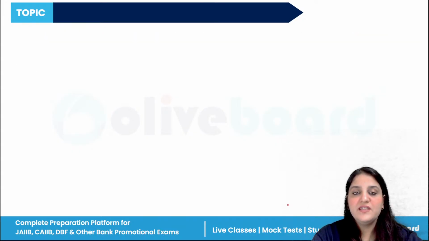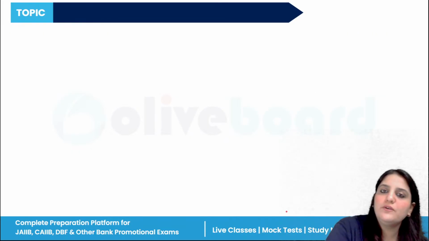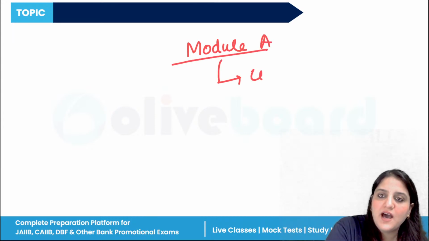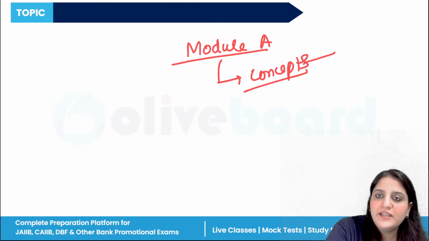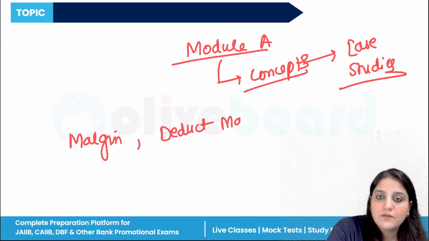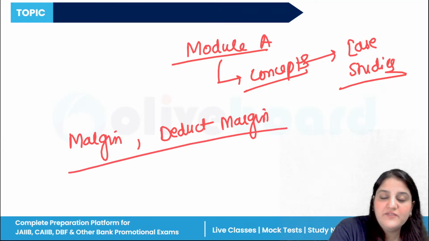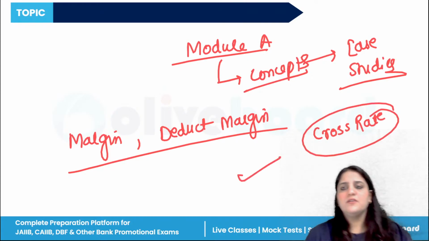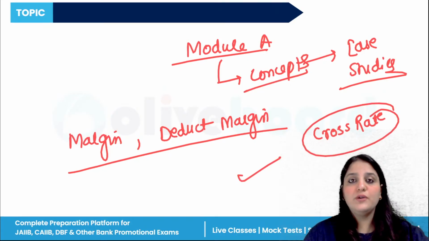So these are some case studies. For module A, concepts are more important for clearing the case studies, and we must know how to add the margin and where we have to deduct the margin when we do the questions. Cross rate mechanism questions are also important. So this is all about module A.